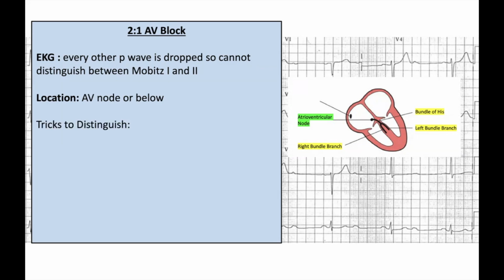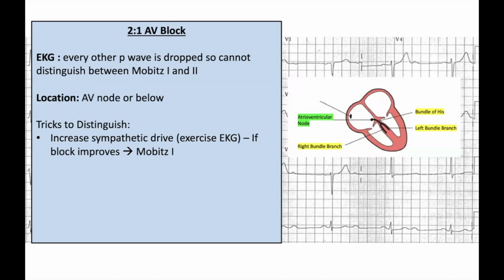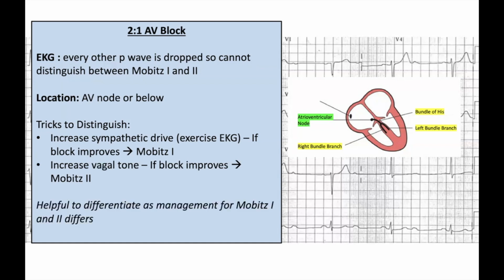So, tricks to distinguish between Mobitz 1 and Mobitz 2 from a 2-to-1 AV block. Try to increase our sympathetic drive, like doing exercise and getting an exercise EKG stress test. If that block improves, then I would think that this is a Mobitz 1. On the converse, if I increase my vagal tone by doing vagal maneuvers and the block improves, that would push me more towards a Mobitz 2. And essentially, this is helpful because the management for Mobitz 1 and Mobitz 2 can differ.